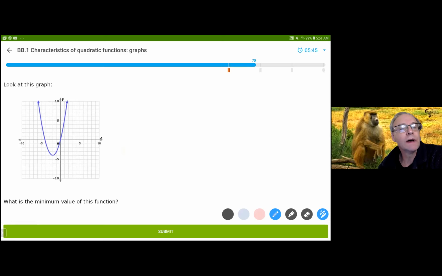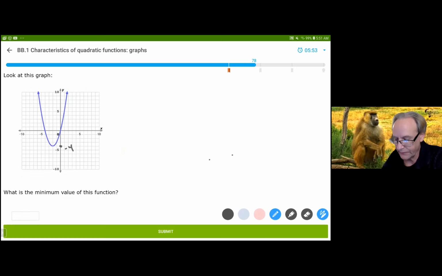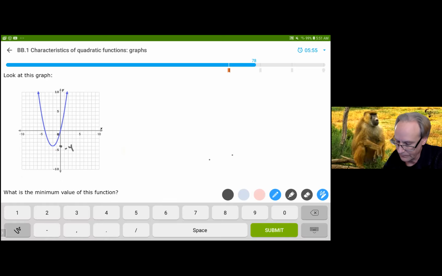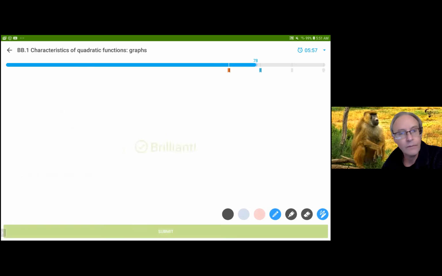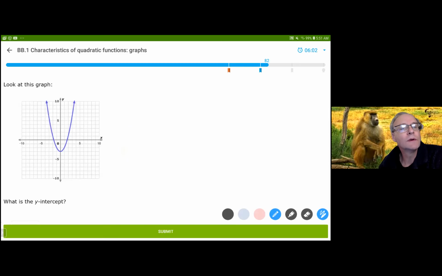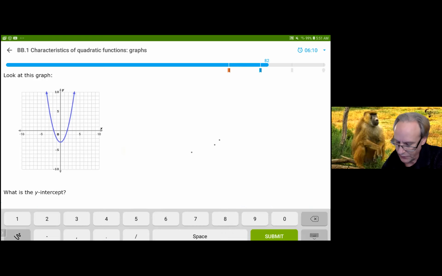What is the minimum value? Well, this time the minimum is at -4. It's right there. The y is -4, which is the functional value. What is the y-intercept? That's at the vertex at 0. Looks like -3. Yeah, they just want the -3 part.